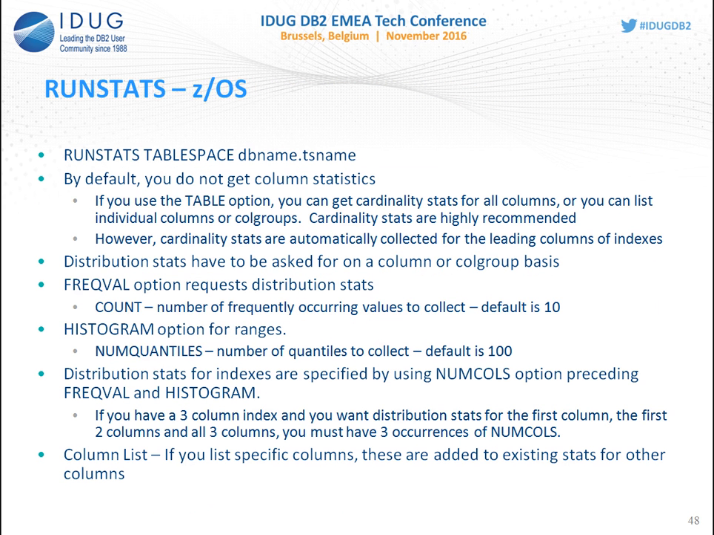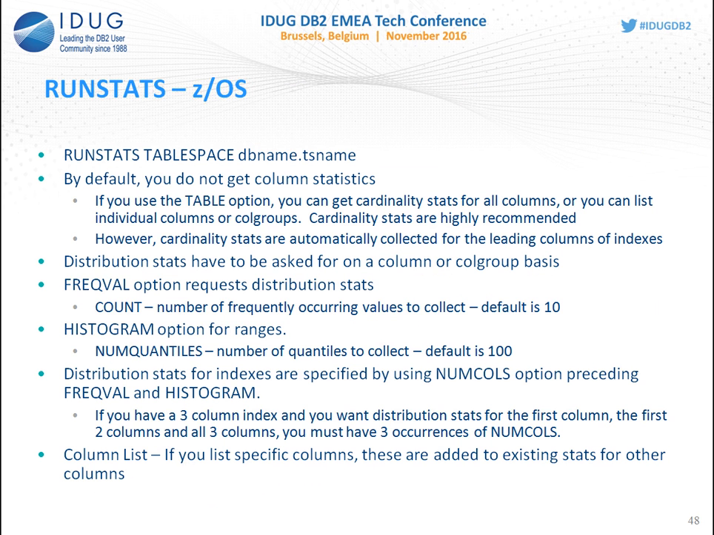On z/OS, if you just run RUNSTATS on the table space, you don't even get column cardinality statistics. But if you use the TABLE option without even mentioning which table, then you'll get the cardinality. And for the distribution stats, you can do FREQVAL with COUNT of how many you want, HISTOGRAM with NUMQUANTILES. The indexes are collected with the NUMCOLS option before the FREQVAL HISTOGRAM.